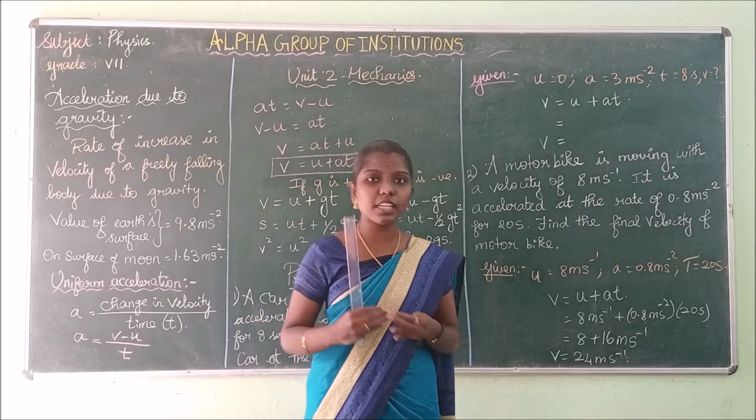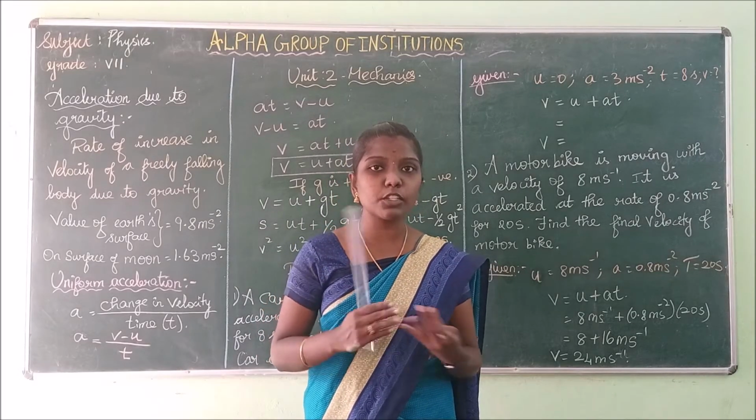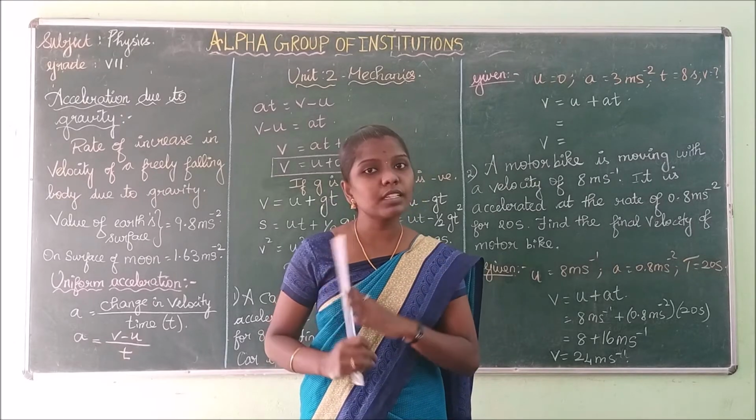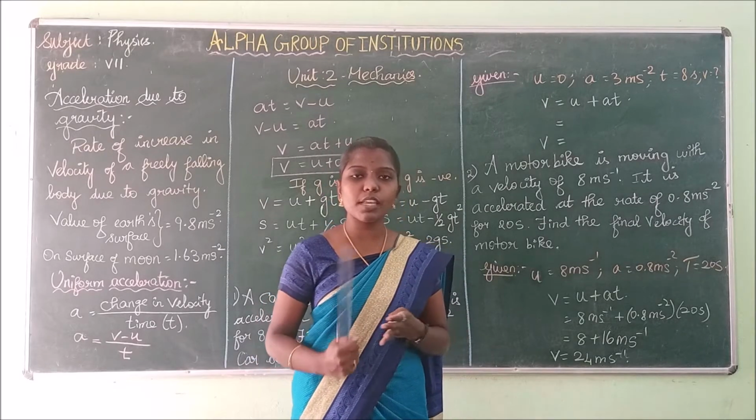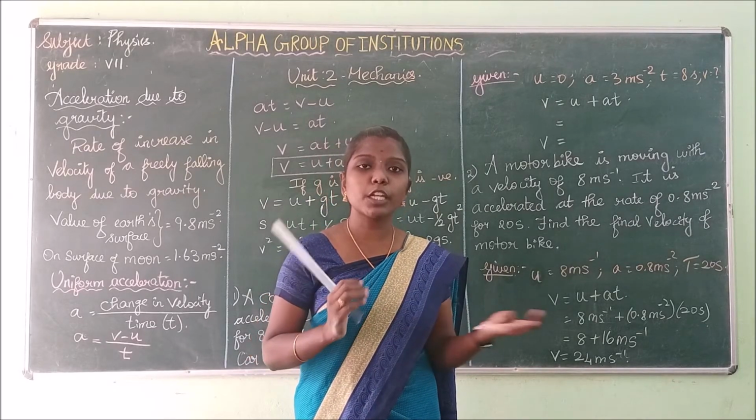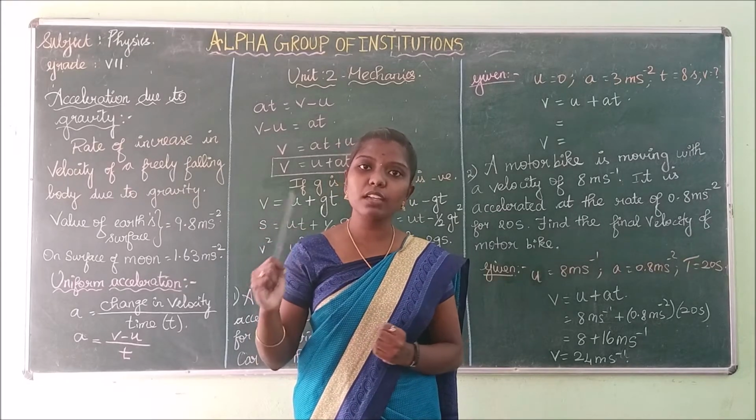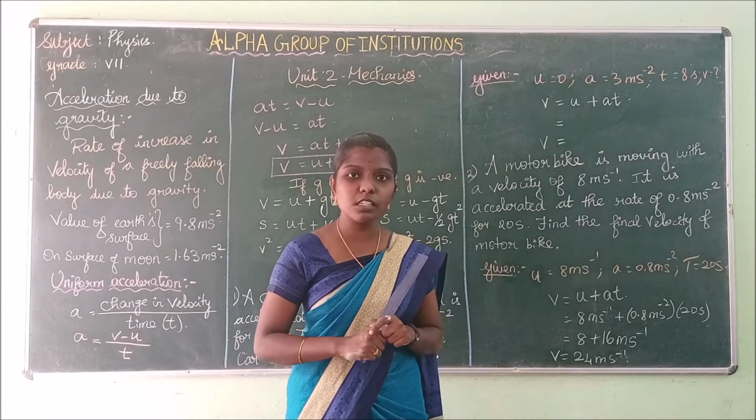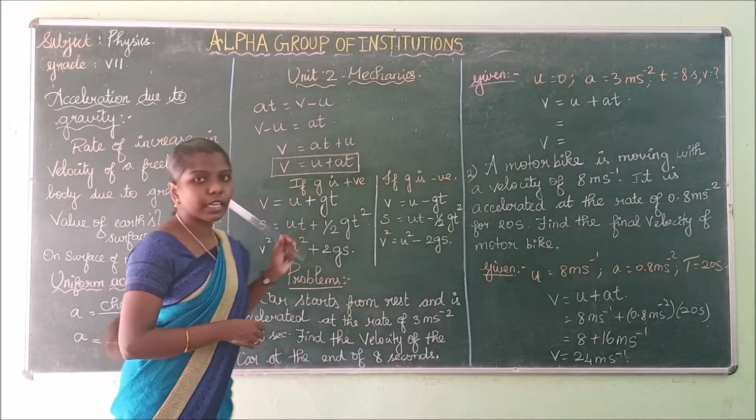Then we have seen various types of motion, right? We have seen what is velocity, what is acceleration. Velocity is rate of change of displacement. Acceleration is rate of change of velocity. The unit of velocity is meter second power minus 1 and the unit of acceleration is meter second power minus 2. Now we are going to see the rest of the parts in this second unit.